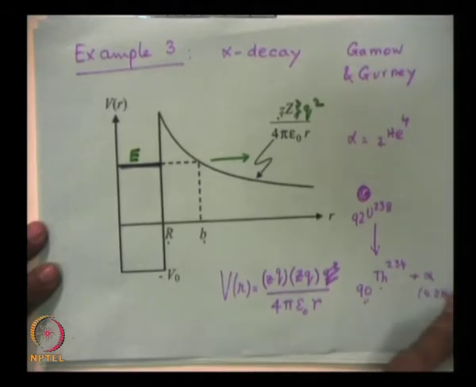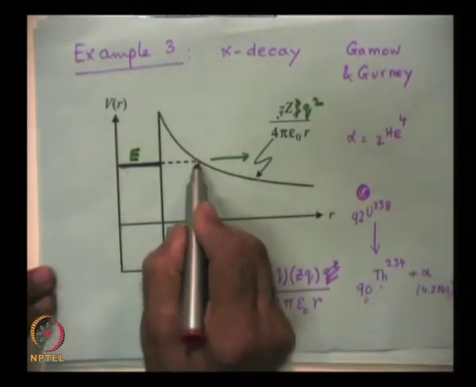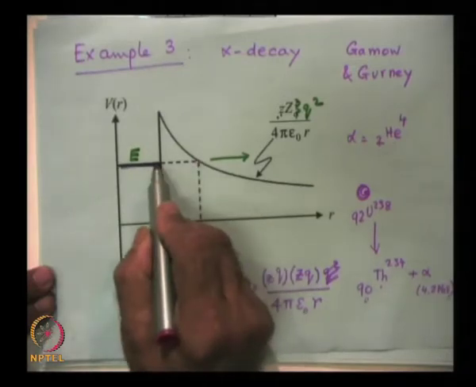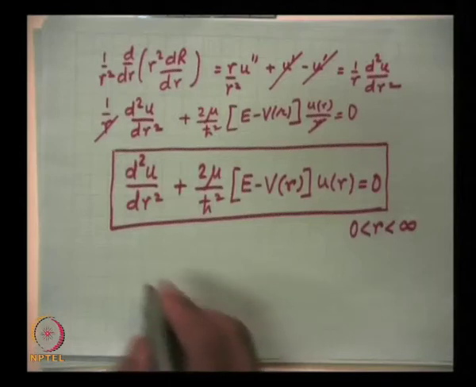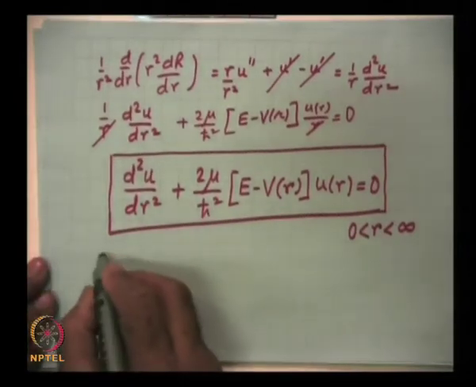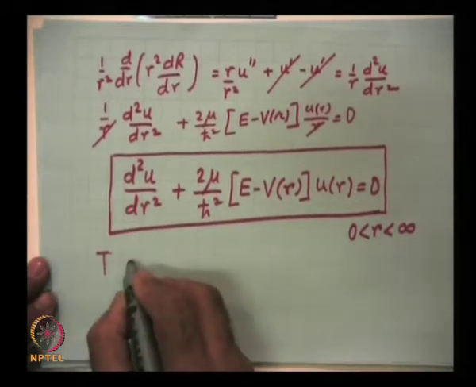So, b is the value of r where this Coulomb potential becomes equal to E. I hope it is clear. So, therefore, this thing is T, the tunneling probability.